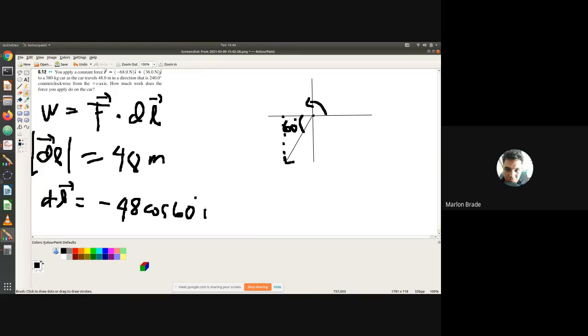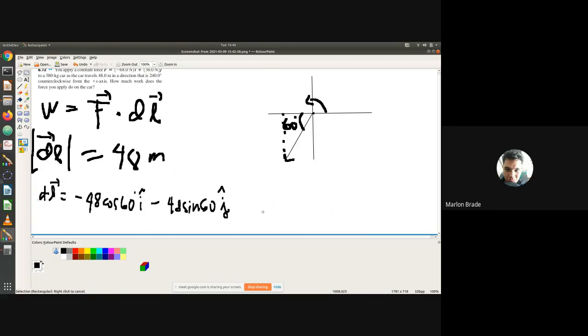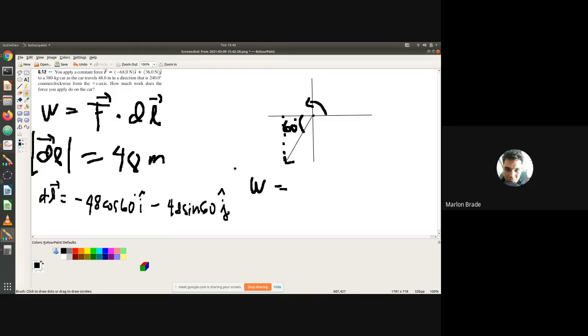So dl is negative 48 cosine 60 degrees i-hat, minus 48 sine 60 along the y-axis, which is along the j-hat. Okay? So it's just F dot dl. It's just F dot dl. So the work done is F dot dl. The force is negative 68.0 i-hat plus 36.0 j-hat.